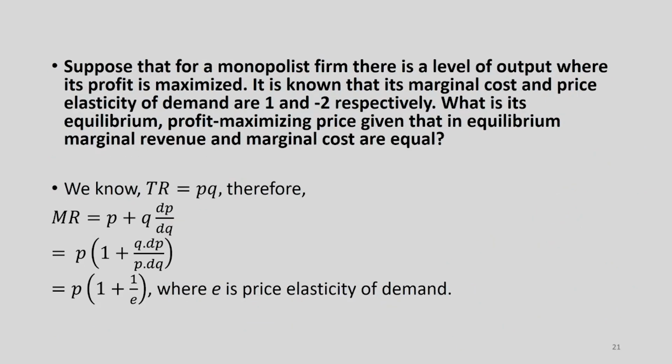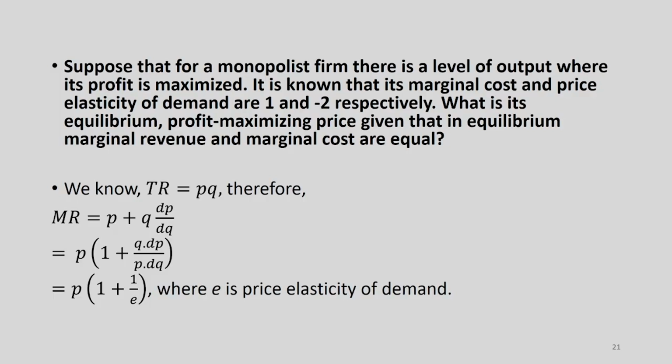Okay, this is a related problem. Suppose that for a monopolist firm, there is a level of output where its profit is maximized. It is known that its marginal cost and price elasticity of demand are 1 and -2 respectively. What is its equilibrium profit maximizing price, given that in equilibrium marginal revenue and marginal cost are equal?